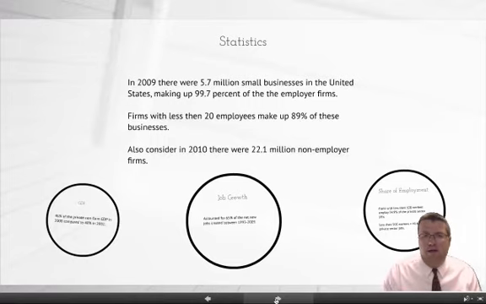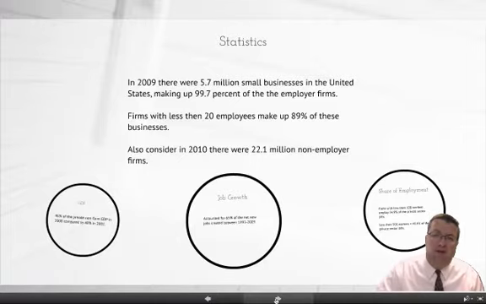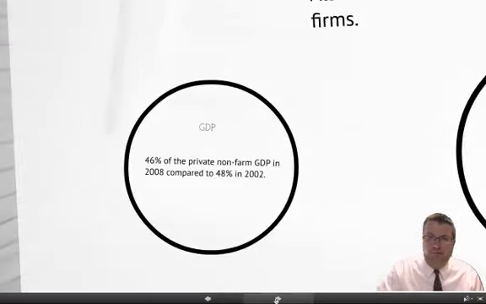Now, on top of that, in 2010 we had 22.1 million non-employer firms. That's people, sole proprietors, with no employees. We're saying there are 22.1 million of those. Those numbers are pulled off of what people are submitting on their tax returns.